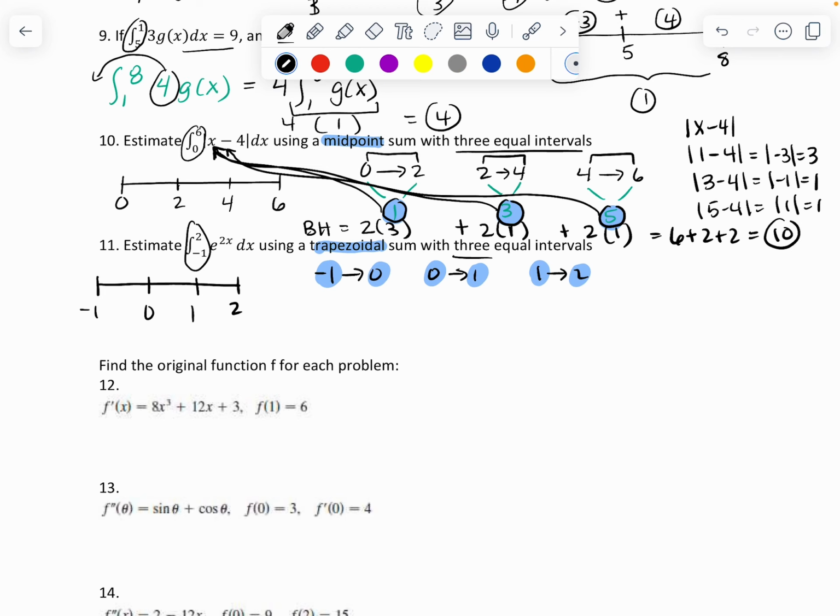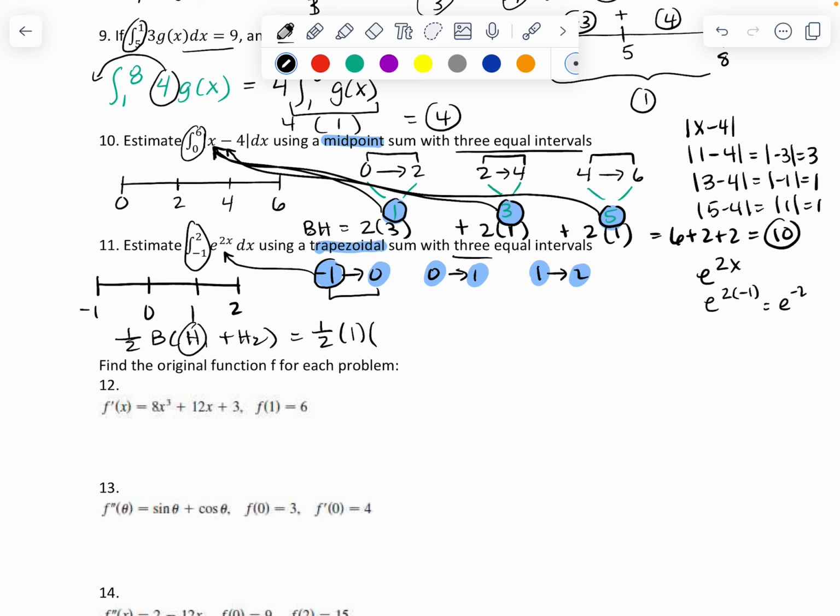All right, how do I do this? The area of a trapezoid is 1/2 the base times height 1 plus height 2. Okay, so let's do this. For the first one, I'm going to have 1/2. The base is the distance from -1 to 0, which is just 1. Then height 1, how do I get height 1? Well, I get that by plugging -1 into here. So let's do that. I have e to the 2x. So this is e to the 2 times -1, which is e to the -2.